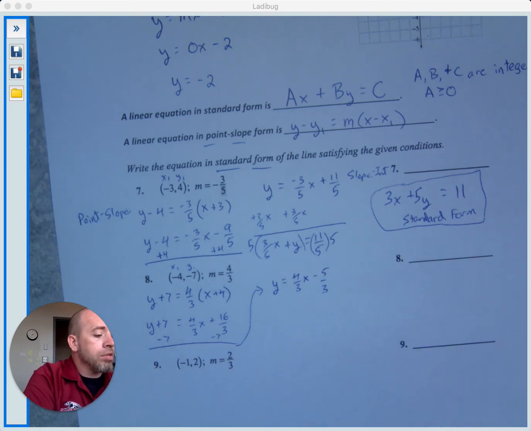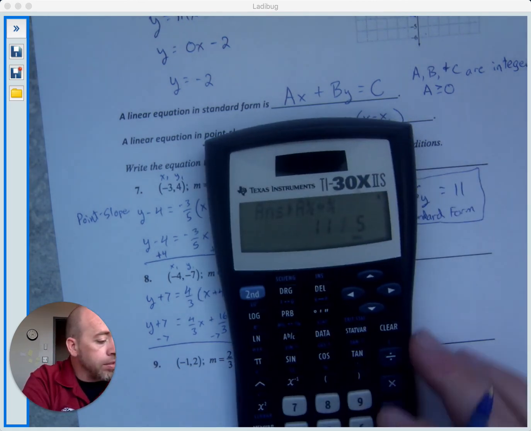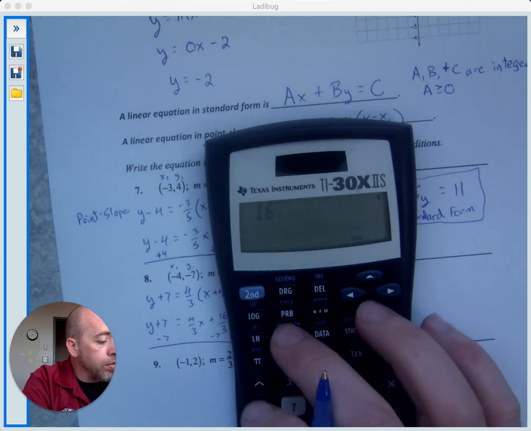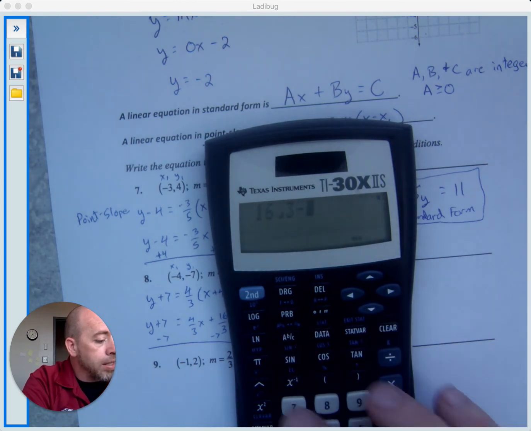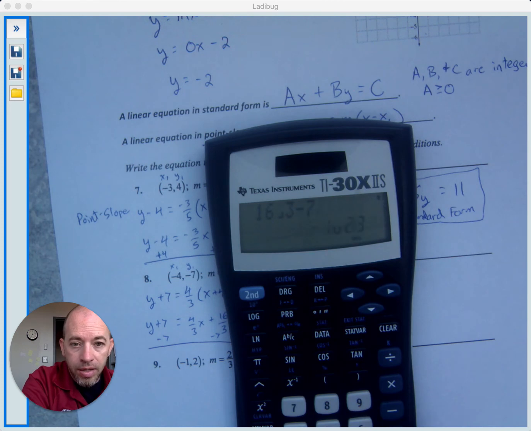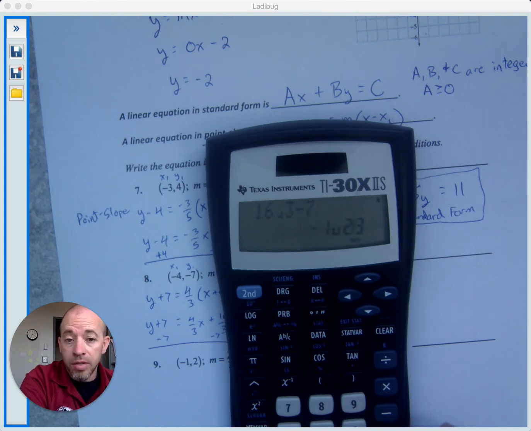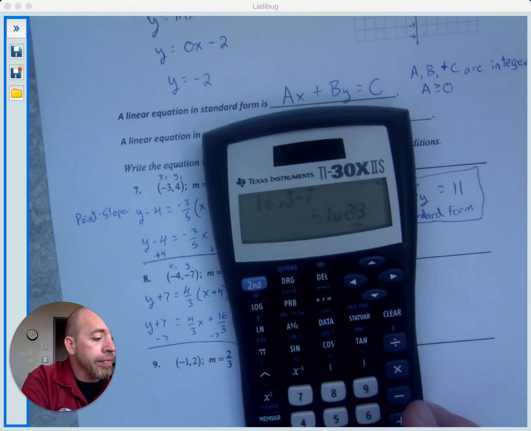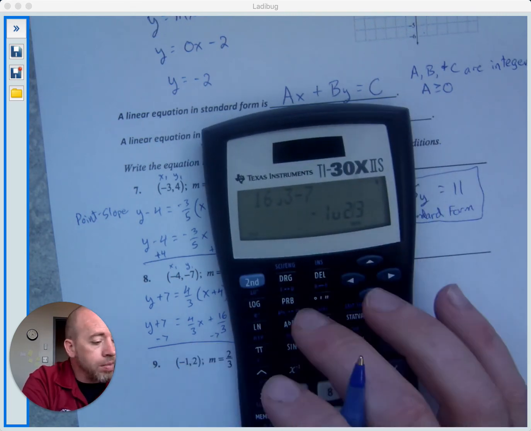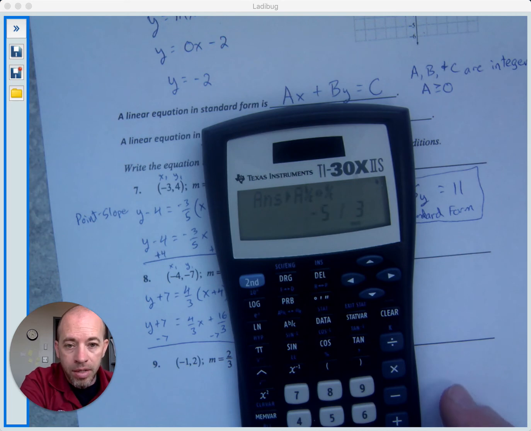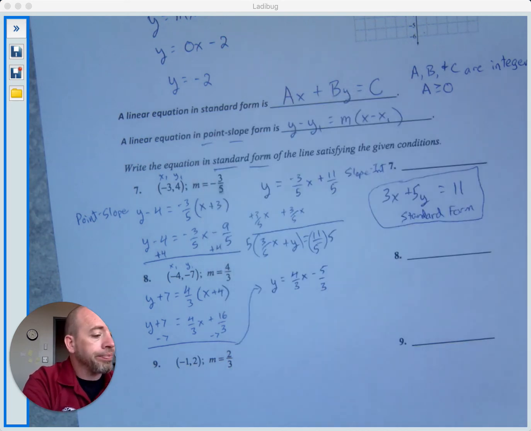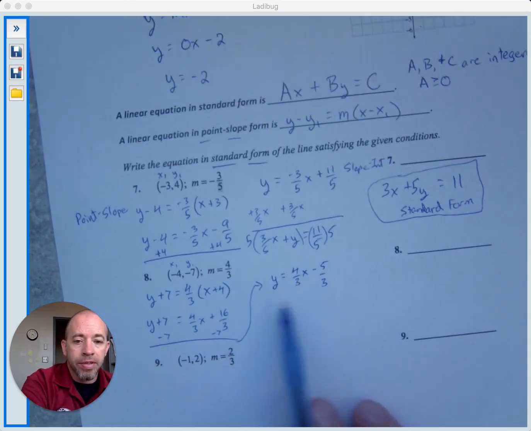Now I'm going to check just to make sure. Check my calculator. Let's see, we have 16/3 minus 7, and we'll make sure we get the right thing here. See, that gives me a mixed number, right? And I hit second, ABC, just to make sure my math is good: -5/3. All right. So here we are in slope-intercept form.